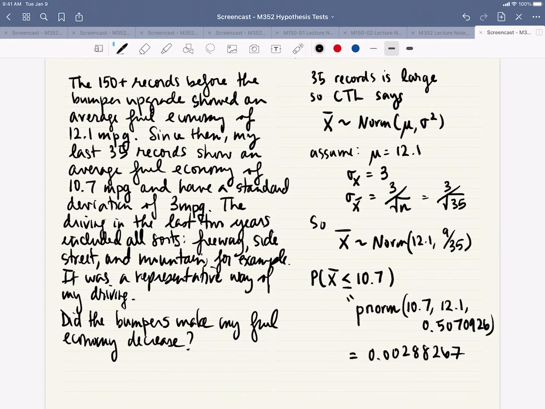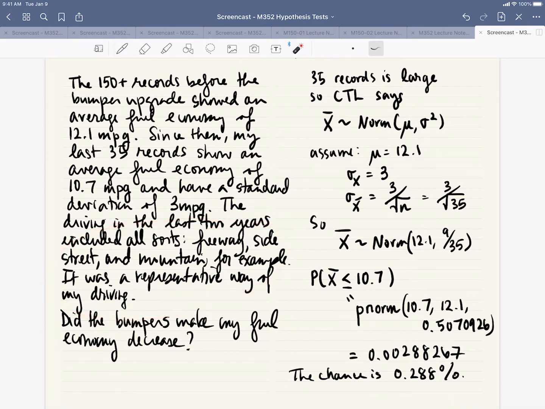So this tells us that under these assumptions, the probability that I get average fuel economy of 10.7 miles per gallon is this. So the chance of that happening is 0.288%. Tiny chance. How does that make me feel?